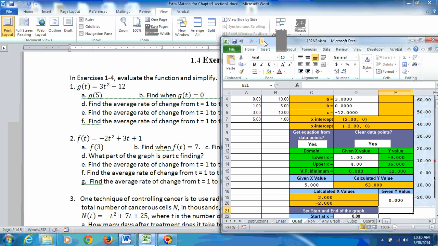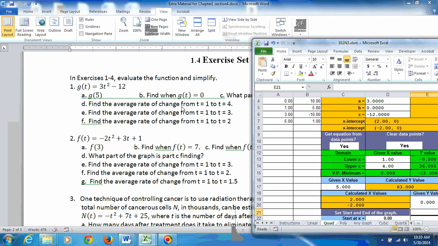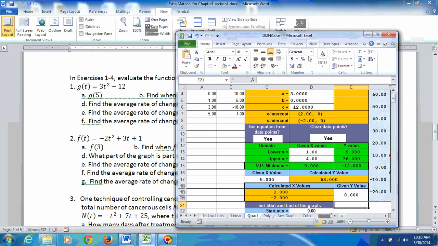On part D, it says, find the average rate of change from 1 to 4 seconds. Well, just put in 1 for an x and 4 in for an x. Here are the y values that you get by evaluating that function. If we run 1 through this function, g of 1, we would get negative 9. And if you put 4 through that function, 3 times 4 squared minus 12, you get 36.